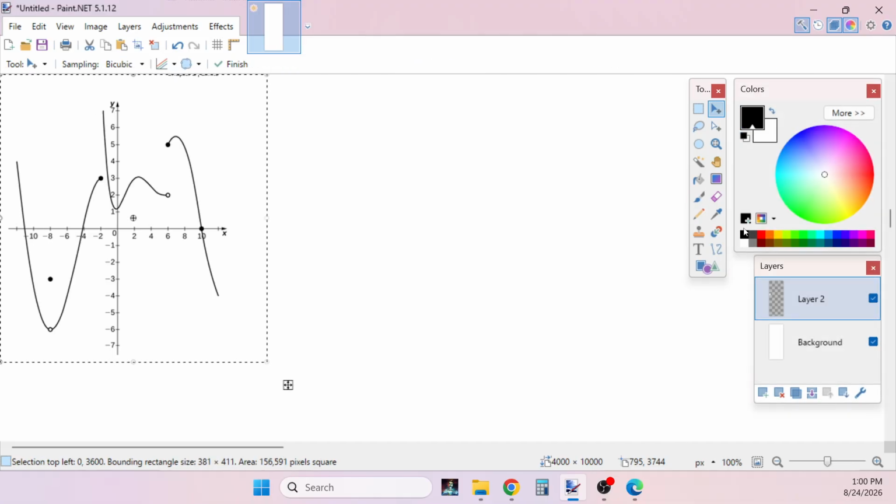So the limit and the value do not have to be the same. In fact, sometimes the value doesn't exist at all, but the limit does. Sometimes the limit doesn't exist at all, but the value does. So let's move on to 47.